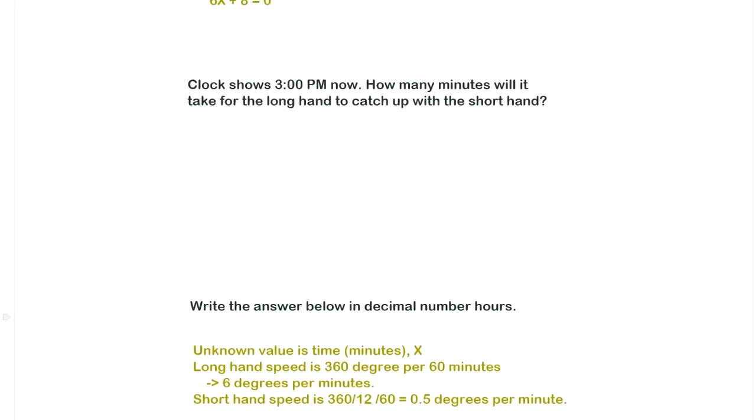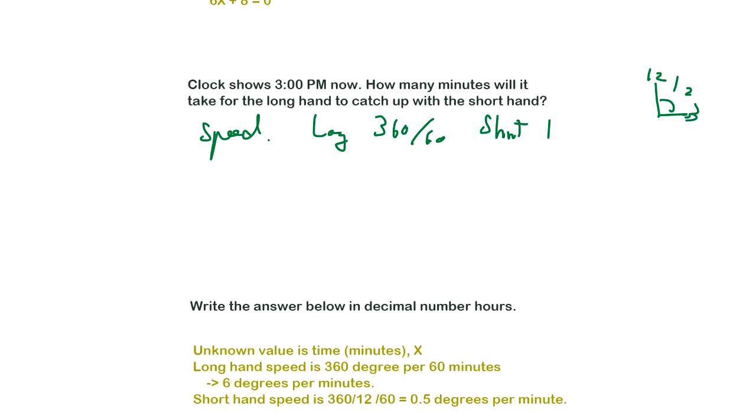The clock shows 3 p.m. now. How many minutes will it take for the long hand to catch up with the short hand? So let's decide the speed, right? Long hand speed is 360 degrees per 60 minutes. The short hand moves only, let's see, 90 degrees, 12, 1, 2, 3, right? So it's 30 degrees per 60 minutes. So that's the speed.